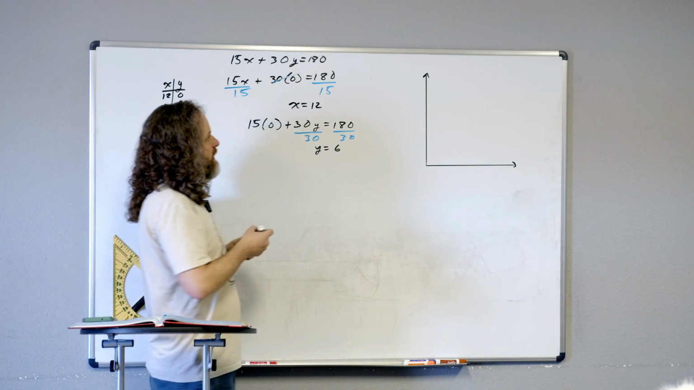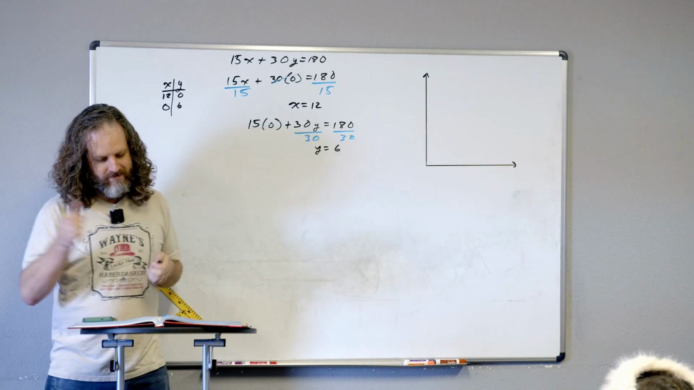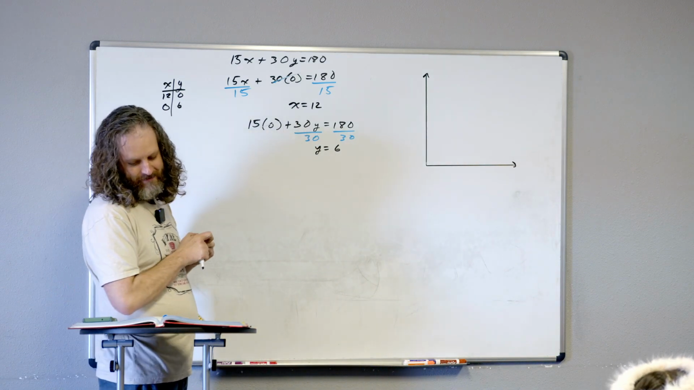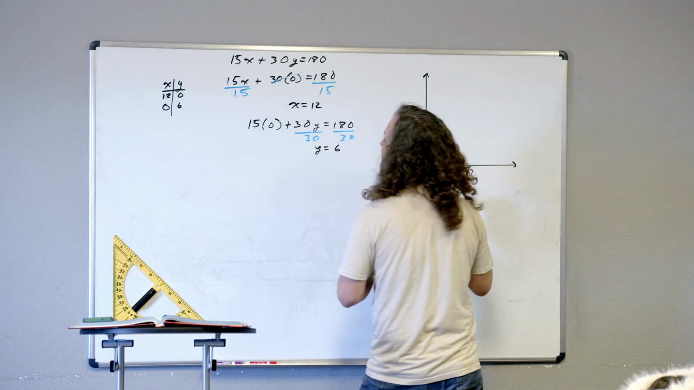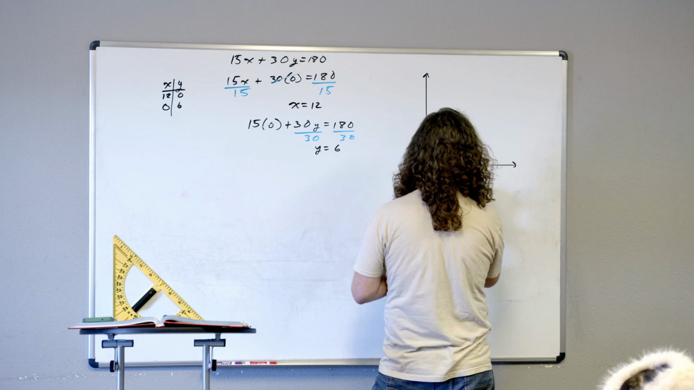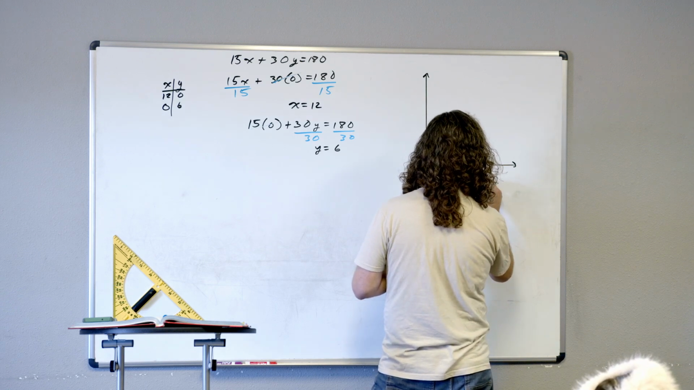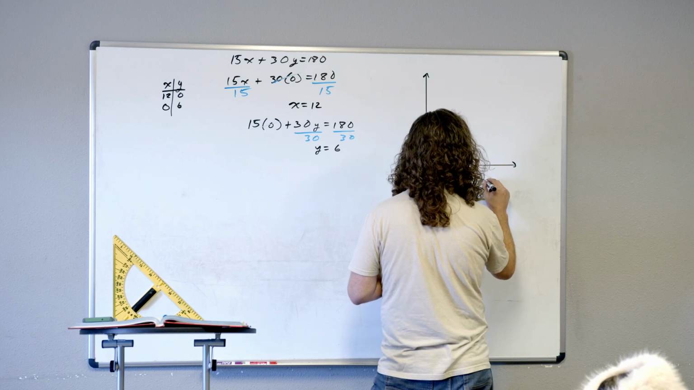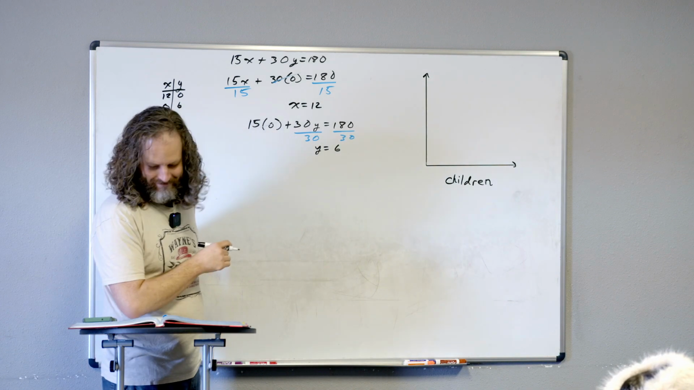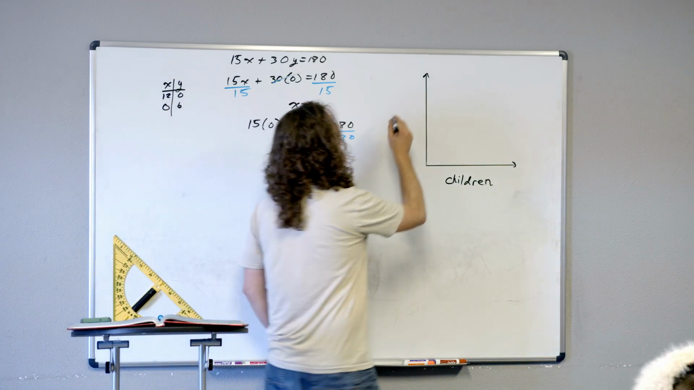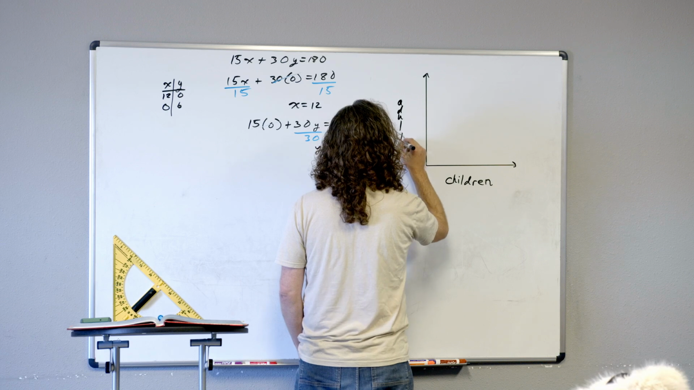So there's our graph. What is the x-axis going to be labeled? What does x represent in this situation? Children. So this is the children axis. What is the y-axis? Adult axis. So it's now technically line graph-ish.